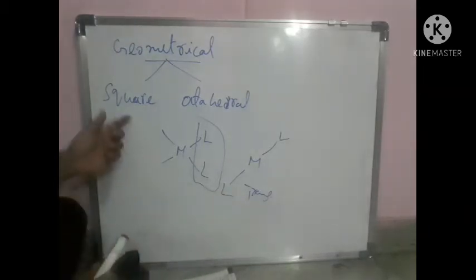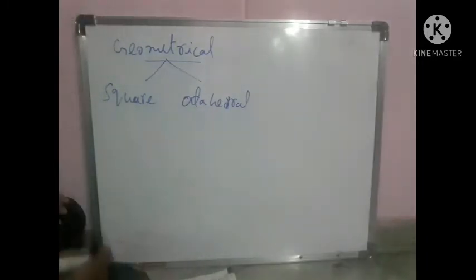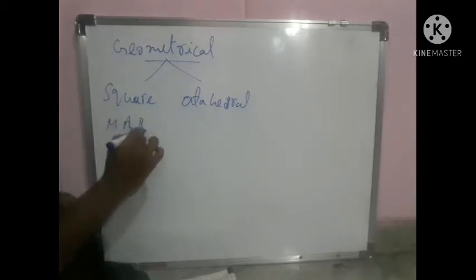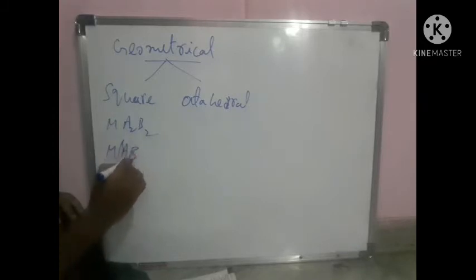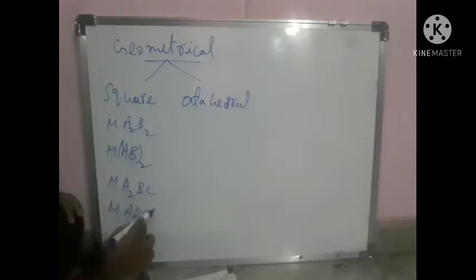Now we will discuss square planar complex. In the square planar complex, which kind of compounds exhibit geometrical isomerism? Now we will discuss. Ma2B2 type, MABC twice, Ma2BC type, and MABCD type of compounds exhibit geometrical isomerism.